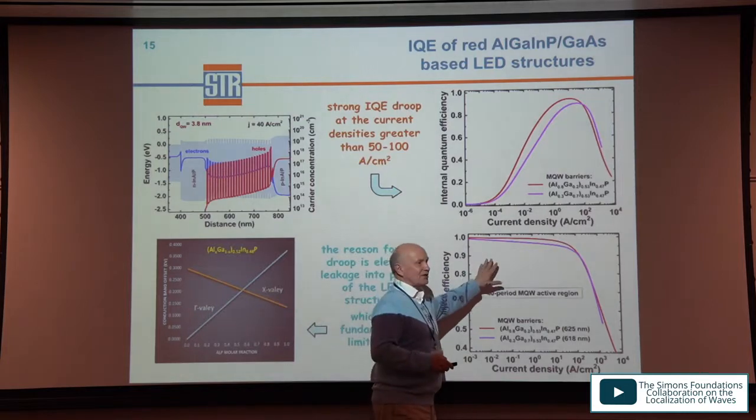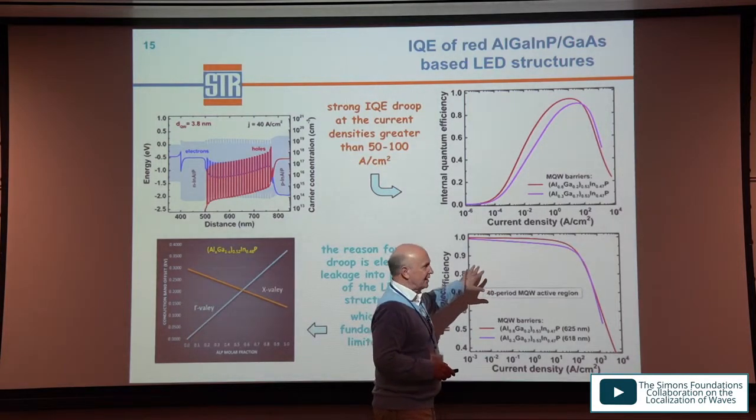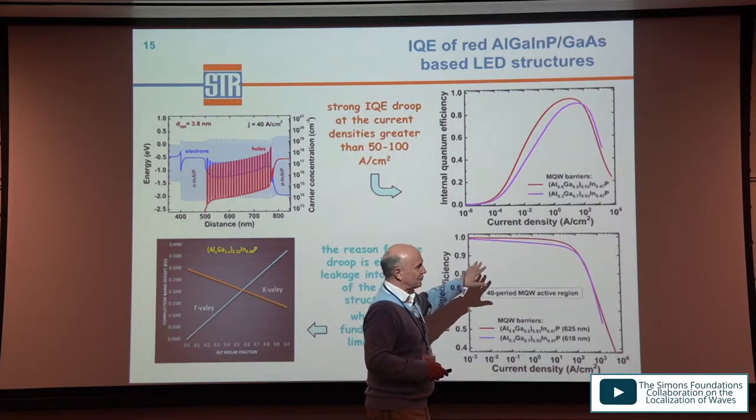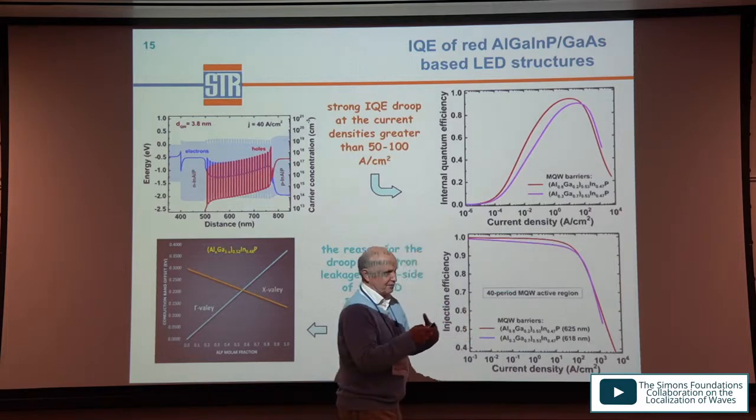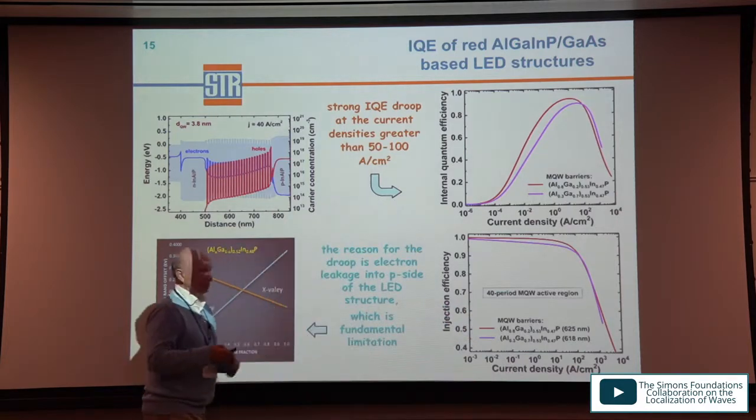It depends on the current density. At a current density exceeding 10 amps per square centimeter, it is very close to the energy gap. So that's why you have it. Yes, right.